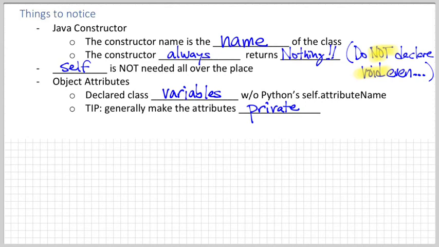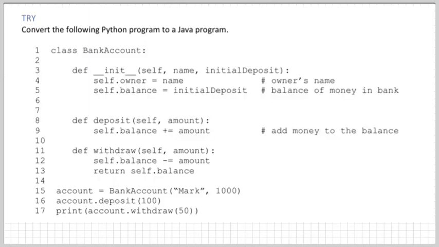Okay, so that's Java classes, and what I want you to do right now is to practice. Take this Python bank account class and convert all of this into a little piece of Java code, just like I showed in the previous example. I'm going to pause this video for a few seconds, and then I'll go to the next page. 1, 2, 3. Here we go.